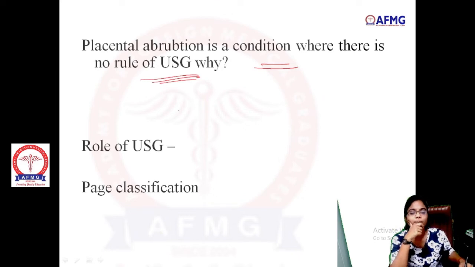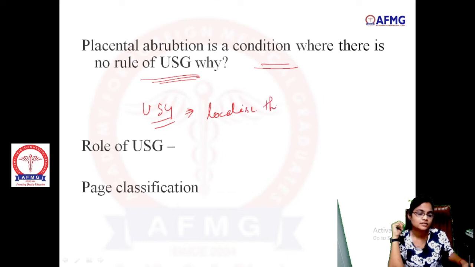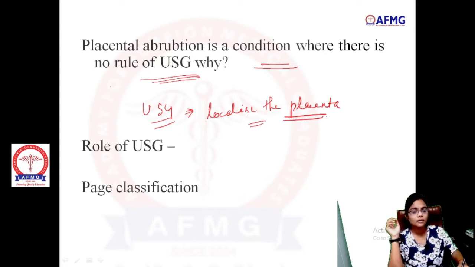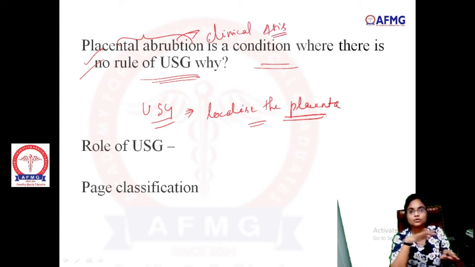Why? Because in ultrasound you are able to localize the placenta, but you cannot see what is exactly happening inside. Placental abruption, please remember, is a kind of condition which you can find only by your clinical diagnosis. There is no role of USG.